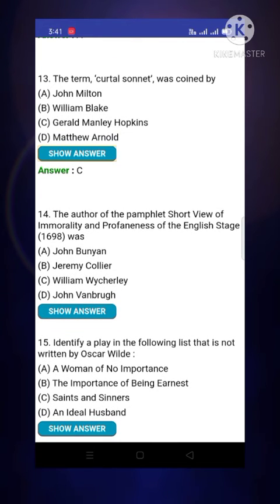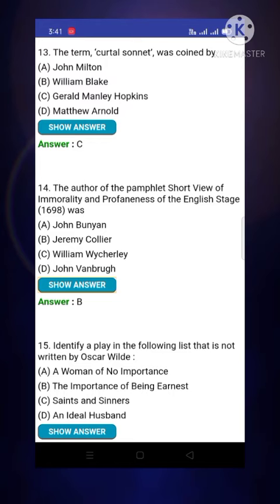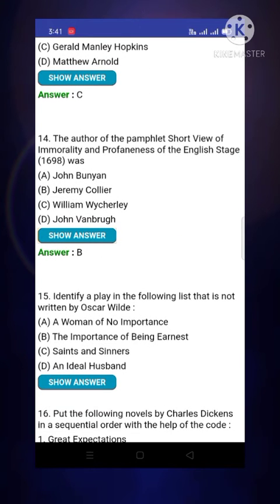Now the 14th question: the author of the pamphlet A Short View of the Immorality and Profaneness of the English Stage, published in 1698. Who was the author of this work? The correct option is B, Jeremy Collier. This is the man who is the author of this pamphlet.